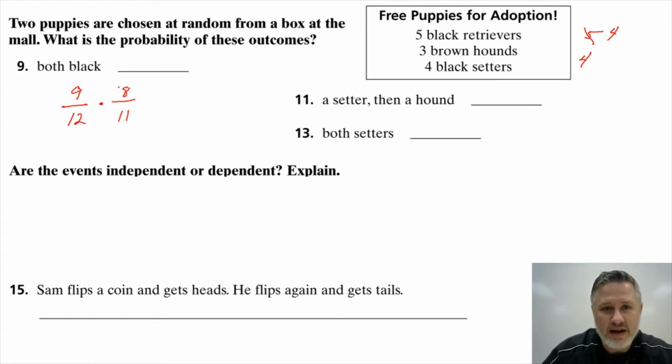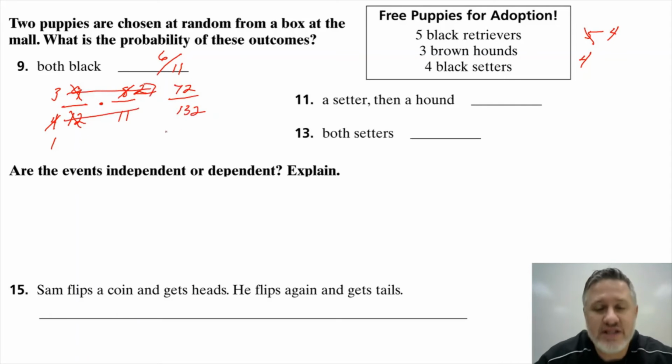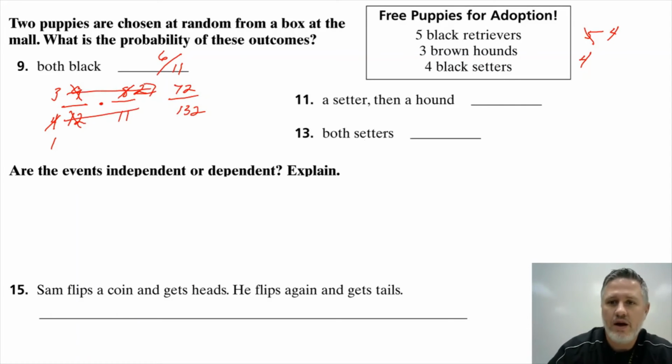Now when I multiply, I can cross simplify, but before I do that, let's simplify this guy. 9/12 simplifies to 3/4, and then 8 and 4, this 8 can become a 2 and this 4 can become a 1. So 3 times 2 is 6, and 1 times 11 is 11. That simplifies to 6/11. You might have gone right across this way and just got 72 over 132, which is fine too. It just needs to be simplified. All right, let's do the next one.